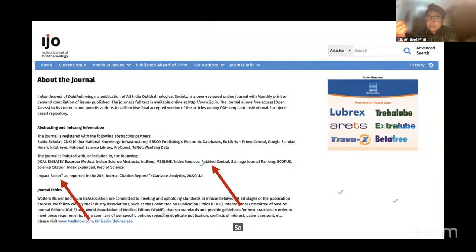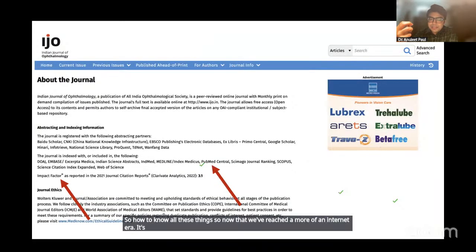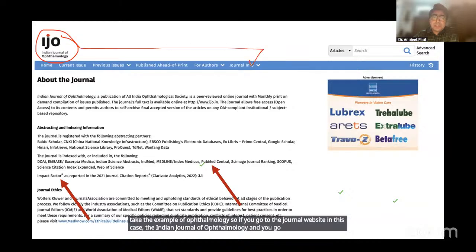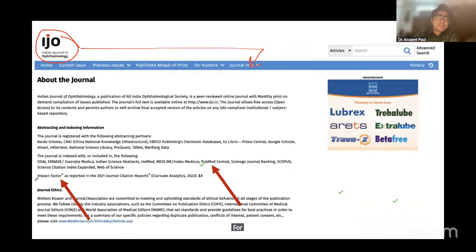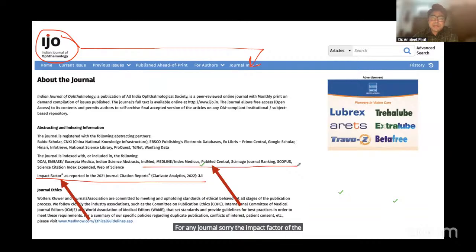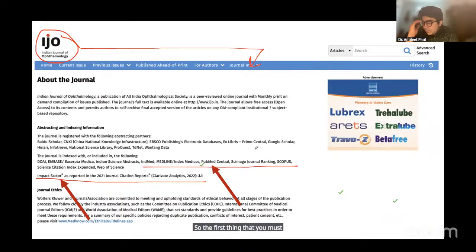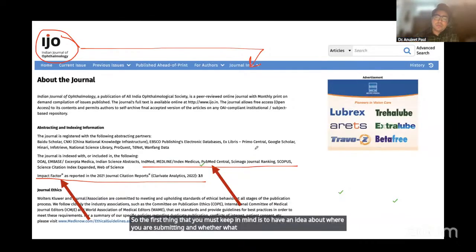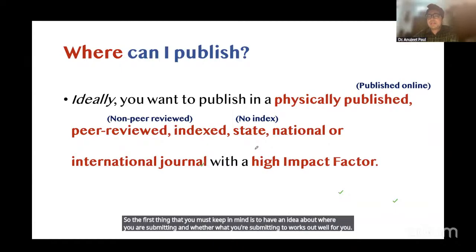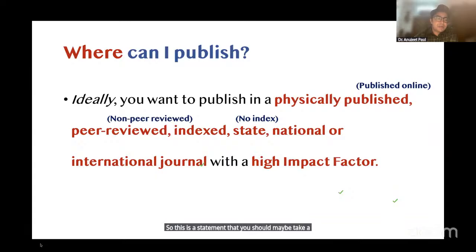So how to know all these things? Now that we've reached more of an internet era, it's not possible for us to know all these immediately. But again, I will take the example of ophthalmology. If you go to the journal website, in this case, the Indian Journal of Ophthalmology, and you go into the journal info, which is over here, for any journal, you can find the impact factor of the journal and how the journal has been indexed, whether it is a physically published journal or not. So the first thing that you must keep in mind is to have an idea about where you're submitting and whether what you're submitting to works out well for you. This is a statement that you should maybe take a screenshot of and figure out for yourself.